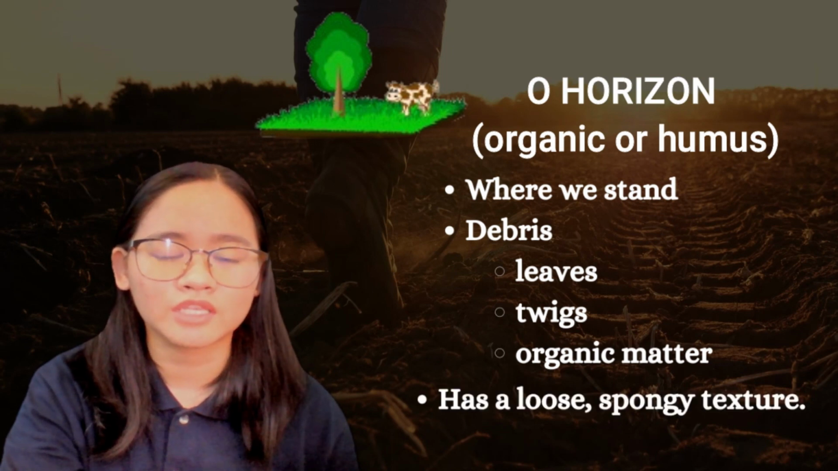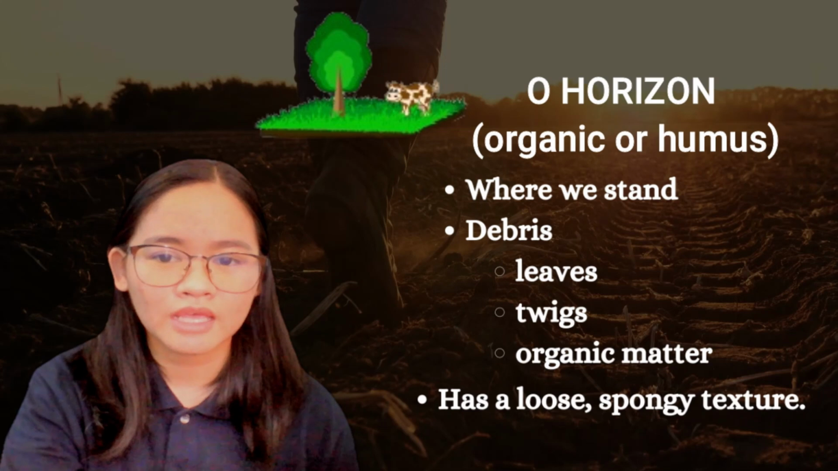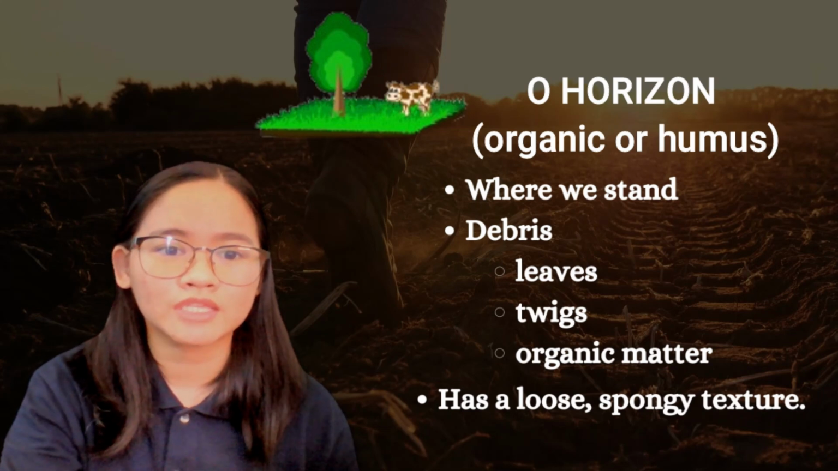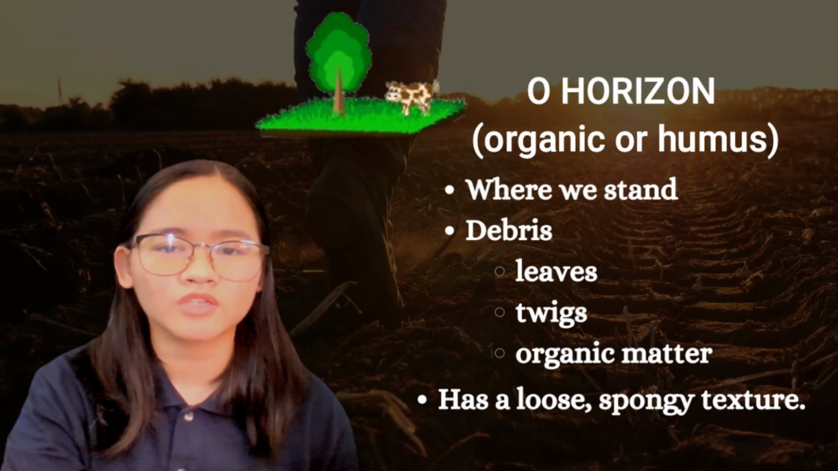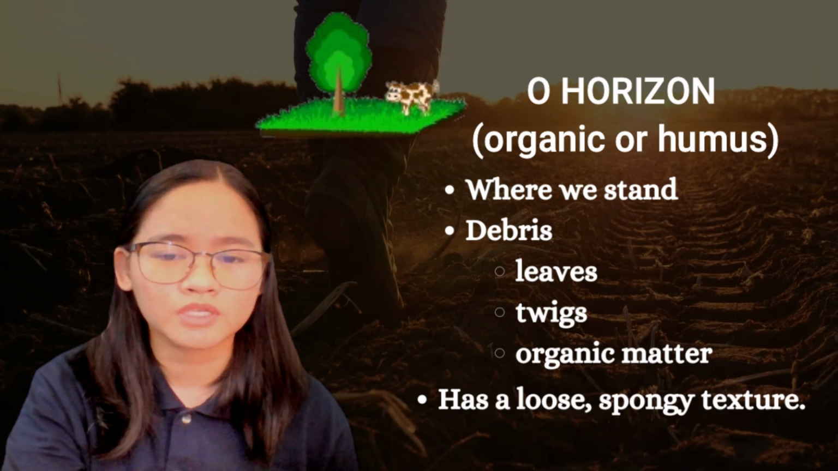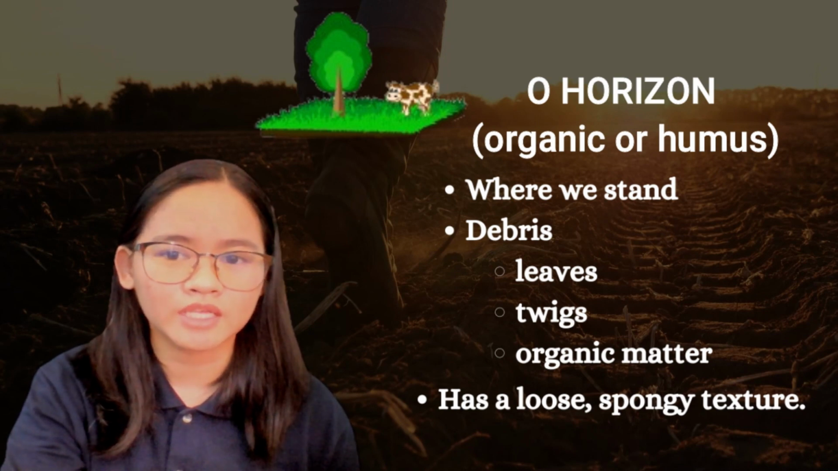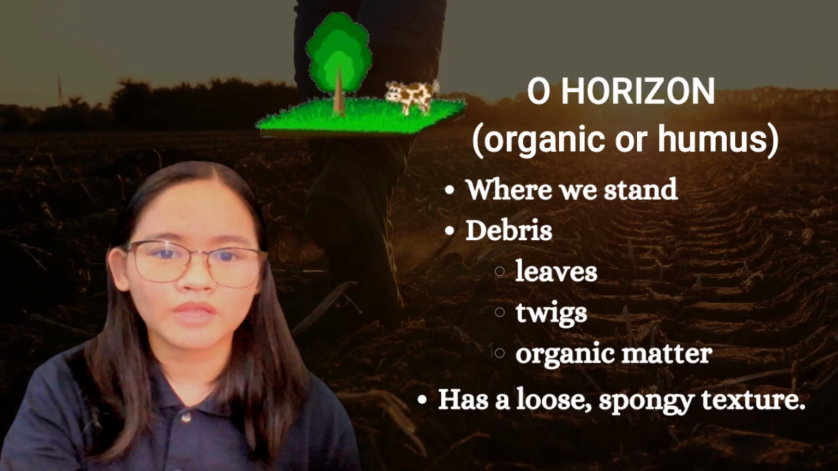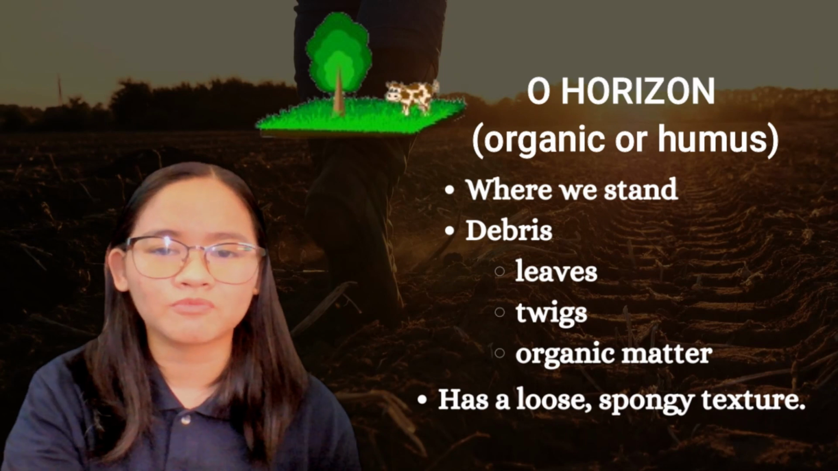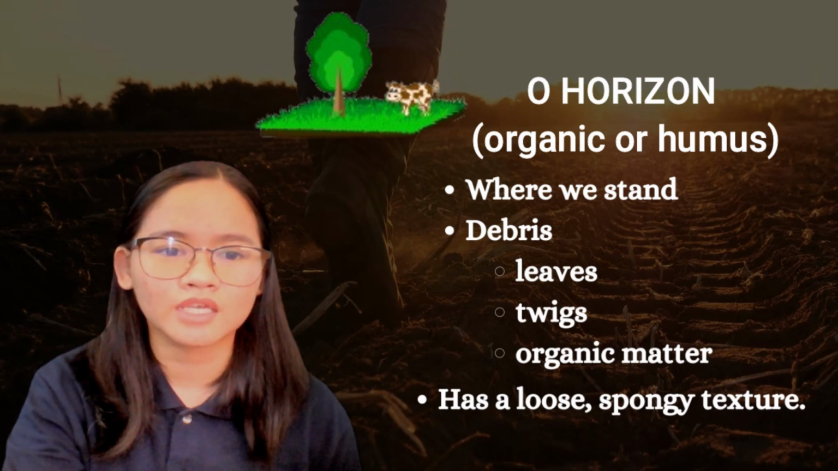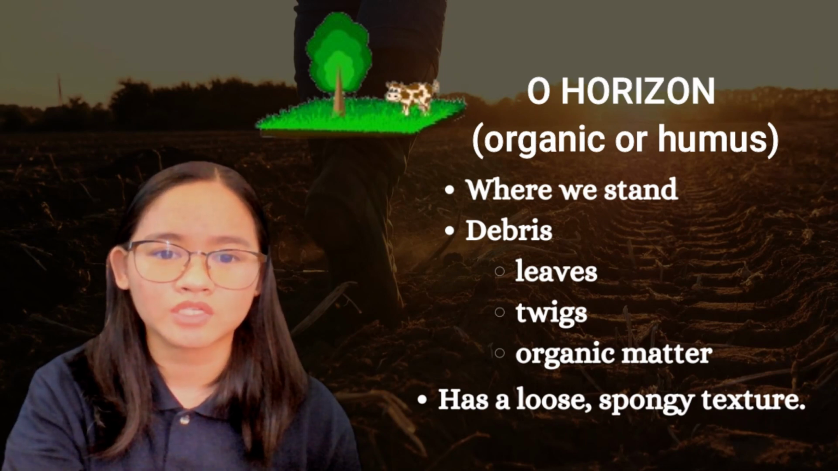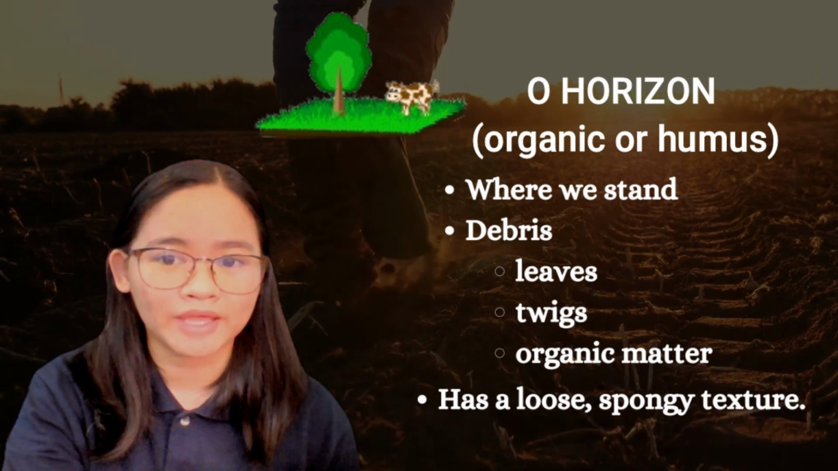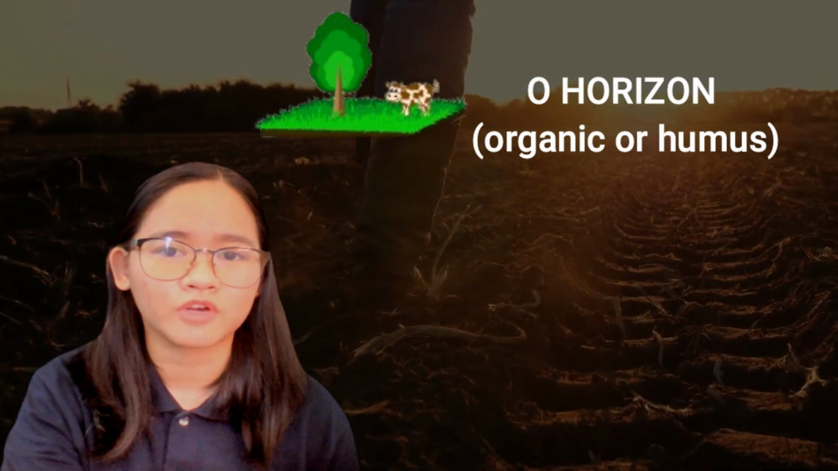The O horizon is rich in organic materials and has a loose, spongy texture. Because of the high concentration of humus, a dark-colored substance created by the breakdown of organic materials, it is generally dark in color. The type of vegetation existing in the region can also impact the texture of the O horizon, as various species of plants create different forms of organic debris.